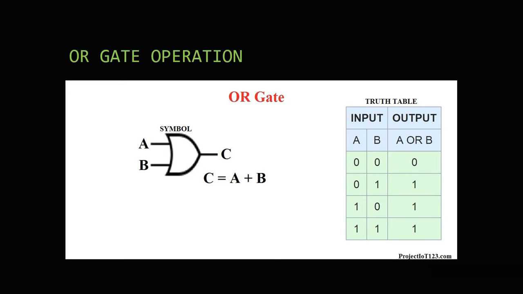Let's talk about the OR gate. An OR gate performs the plus operation. As we can see, a plus operation easily justifies the truth table. So the OR gate gives a high output if any one input is high or both of the inputs are high.